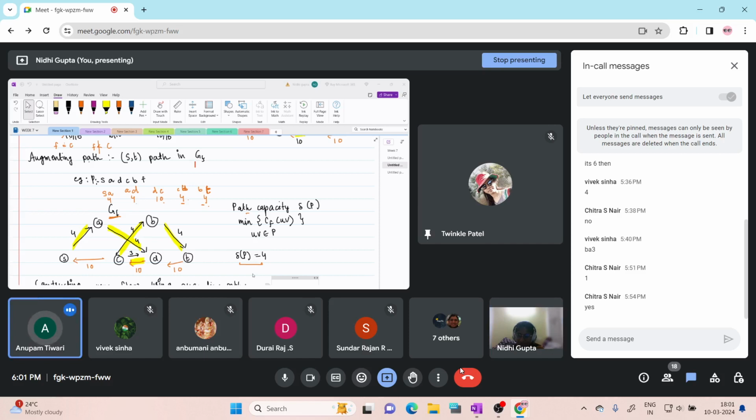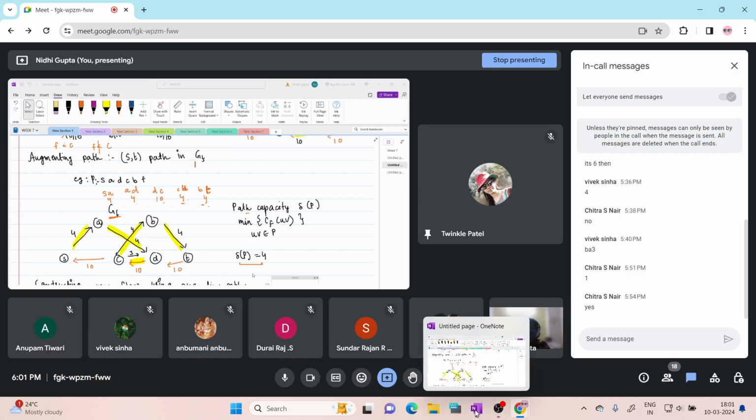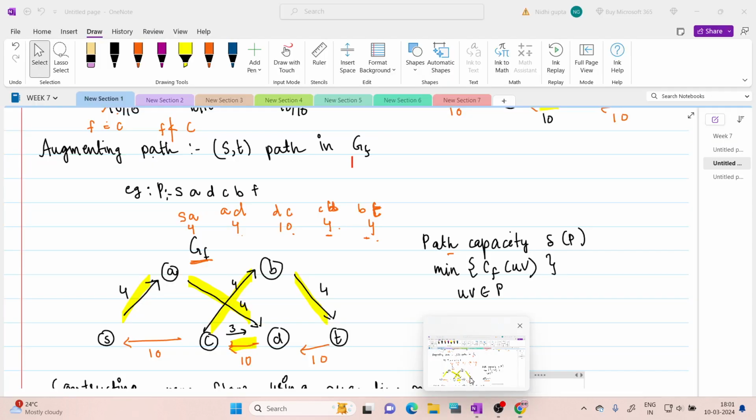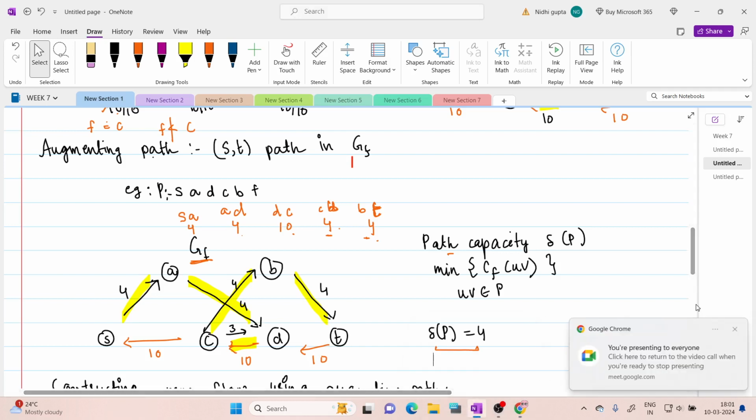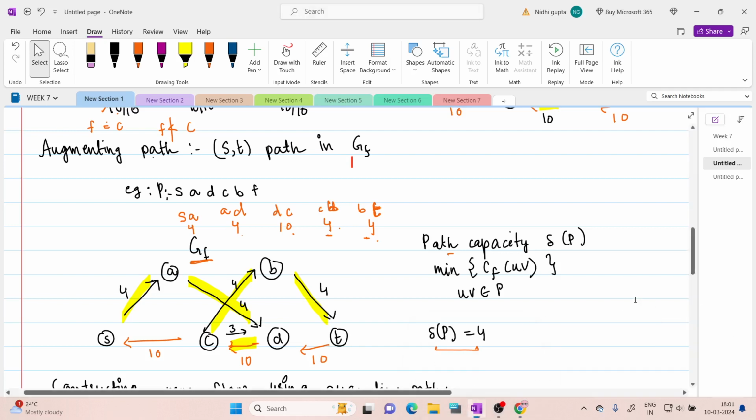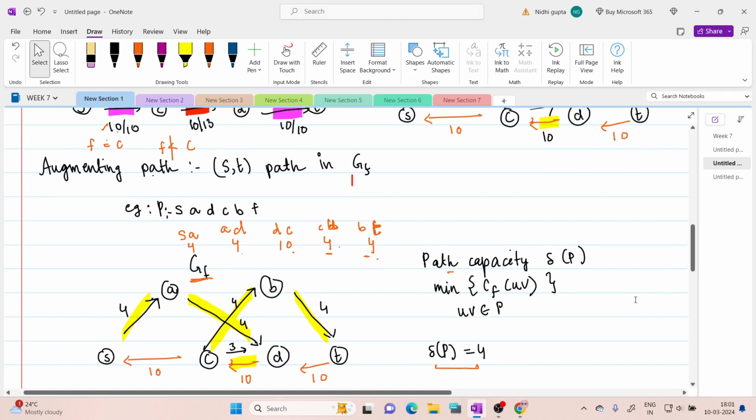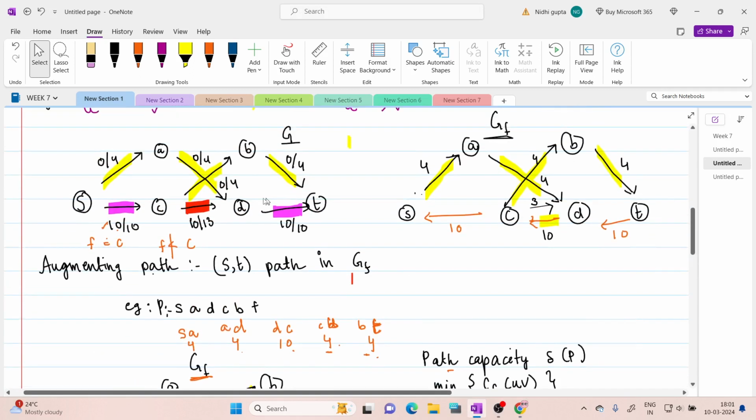Okay, understood. So does everyone understand what the definition of path capacity is? Now basically what we have, this was G, then we constructed a residual flow.